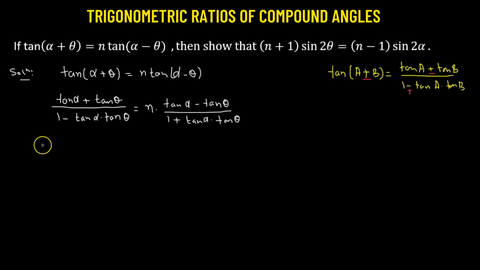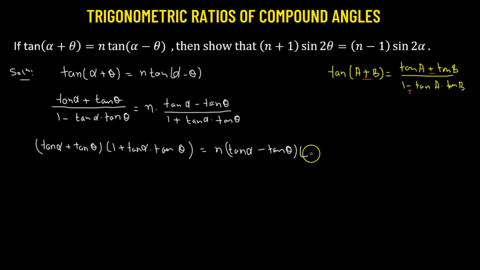So let's cross multiply. We get tangent of alpha plus tangent of theta multiplied by 1 plus tangent of alpha times tangent of theta, and this equals n times tangent of alpha minus tangent of theta, the whole multiplied by 1 minus tangent of alpha times tangent of theta.